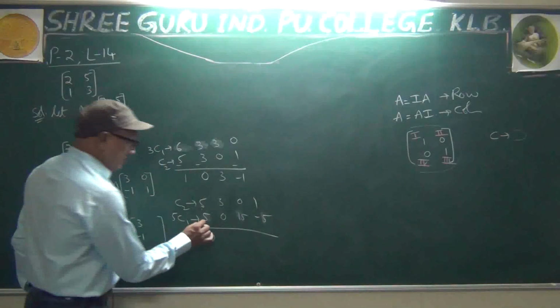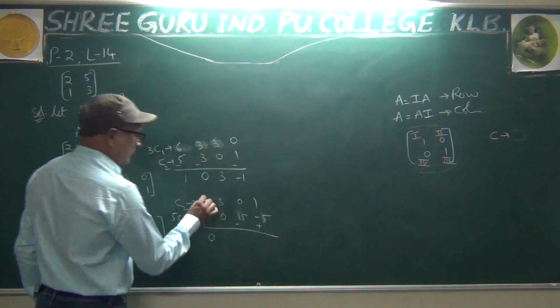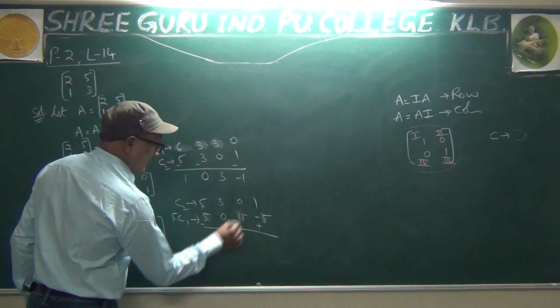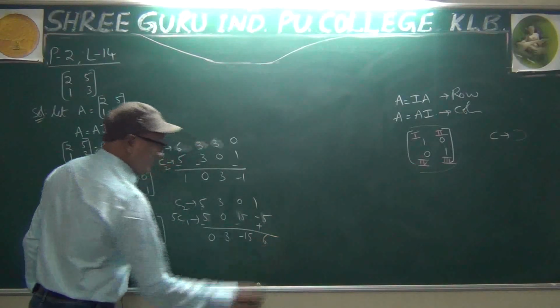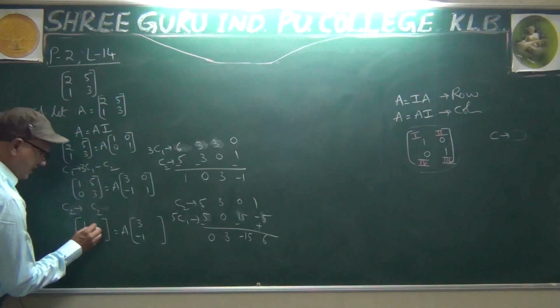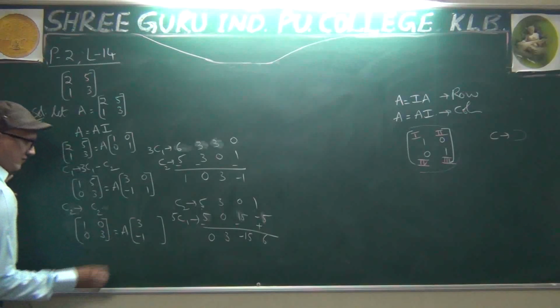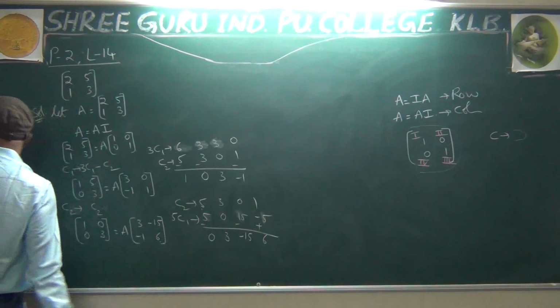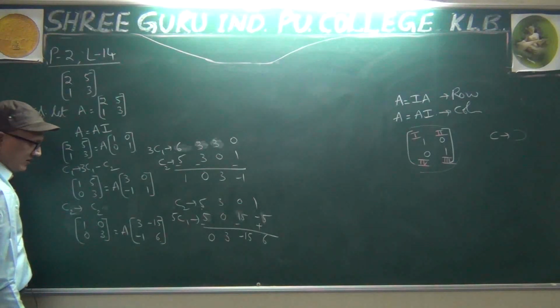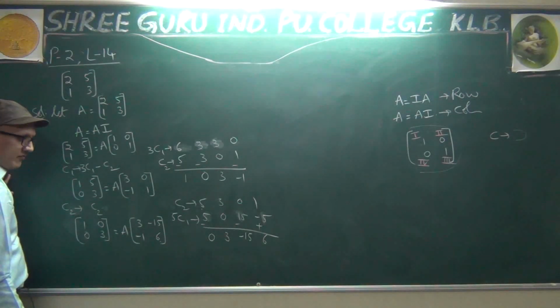Right? Subtraction. 5 minus 5, 0. 0 minus 15, minus 15. 1 plus 5, 6. So 0, 3... minus 15, 6. Right? Okay now.